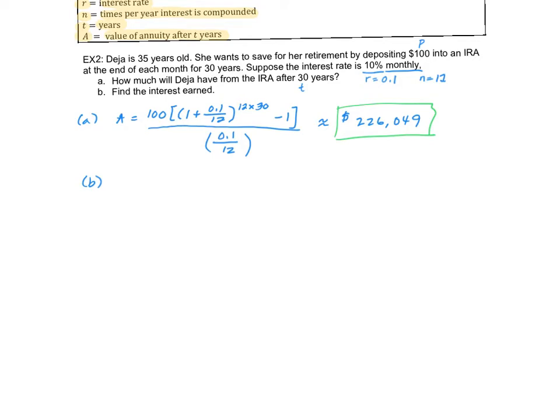In part B, we want to find the interest earned. So she's depositing $100 every month, so times 12, for 30 years, so times 30, which gives us $36,000, same as the previous example. She earned $226,049 from the annuity. Subtract how much money she put in, and the difference is the interest. I have $190,049.